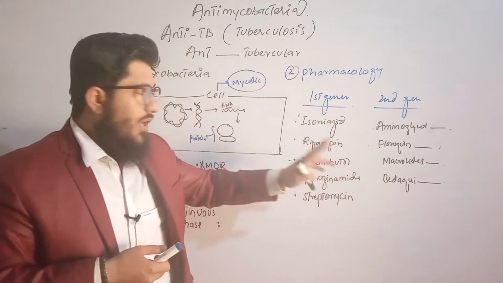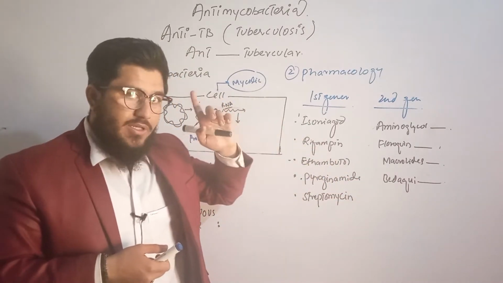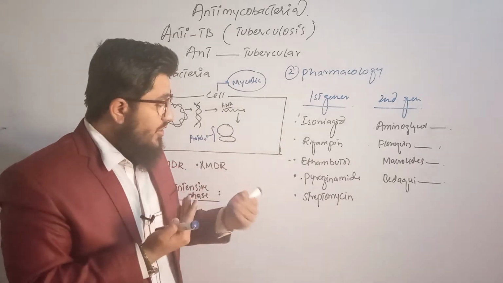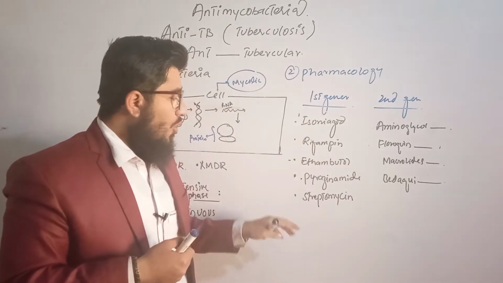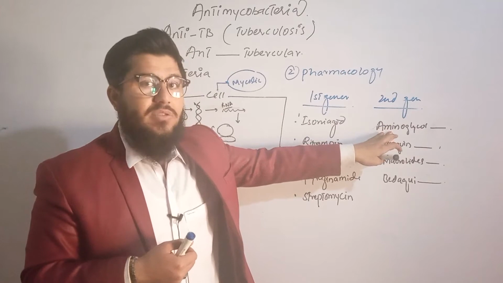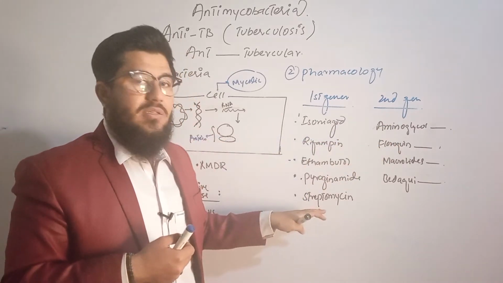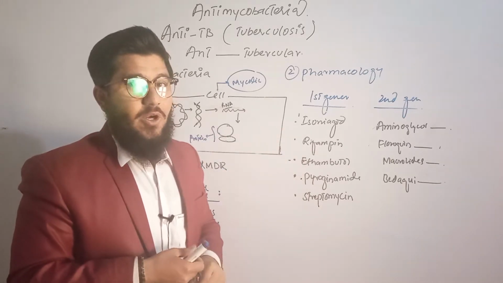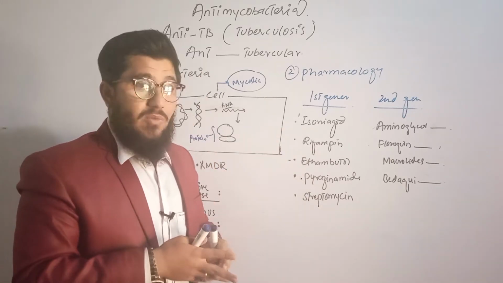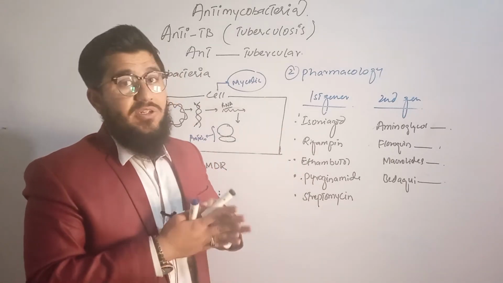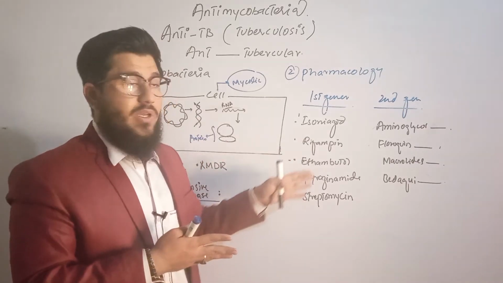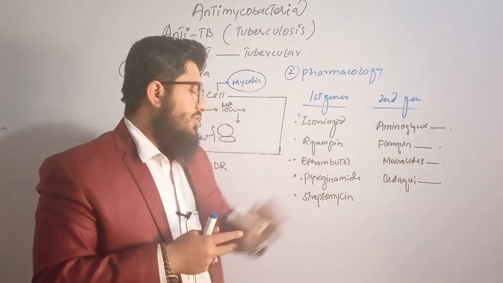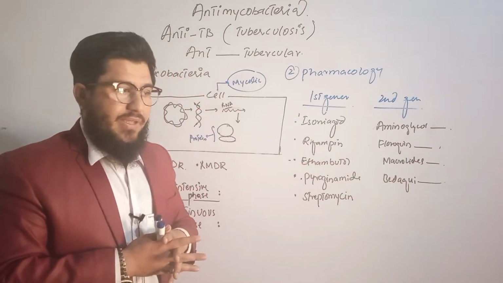Now, those who have knowledge might wonder why the doctor is discussing streptomycin in the first generation, though it is an aminoglycoside. Yes, you guys are right. It is an aminoglycoside, and it is included in the first generation according to some textbooks. Some other aminoglycosides are not placed in the first generation, that's why we are placing all of them in the second generation. Then we have fluoroquinolones, macrolides, etc. Now let's come towards the mechanism of action of each.